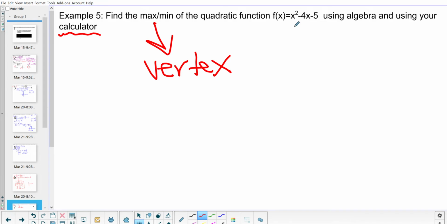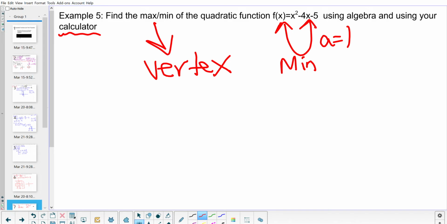So this one is going to have a minimum. How do I know that? Well, it opens like this since a is positive. A equals 1, so it's going to open up. If it was negative x squared, then it would open down, so it would have a max. But this one has a min.